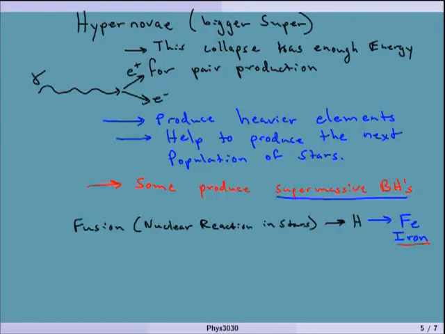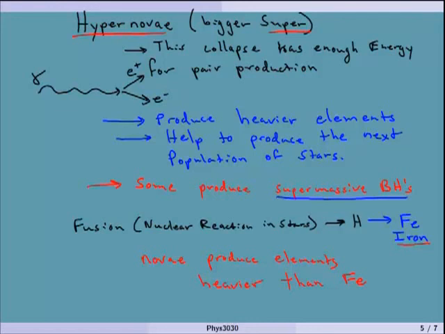Now, of course, we have elements bigger than iron, and where do those form? Those all form in either hypernova or supernova. There's enough energy because of these explosions. So novae produce the elements that are heavier than iron. Okay, and we all have elements in us that are heavier than iron, and we have lots of iron. We have things that are less heavy than iron as well.